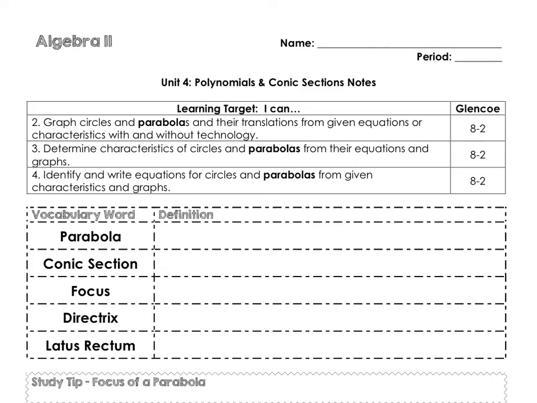All right, so we're now taking a look at our conic sections. The first conic section we're going to focus on is a parabola. Notice that I bolded the word parabola in these learning targets because that's what we're going to be focusing on in these notes. Once again, 8.2 is going to cover 3 of these learning targets, specifically the parabolas.